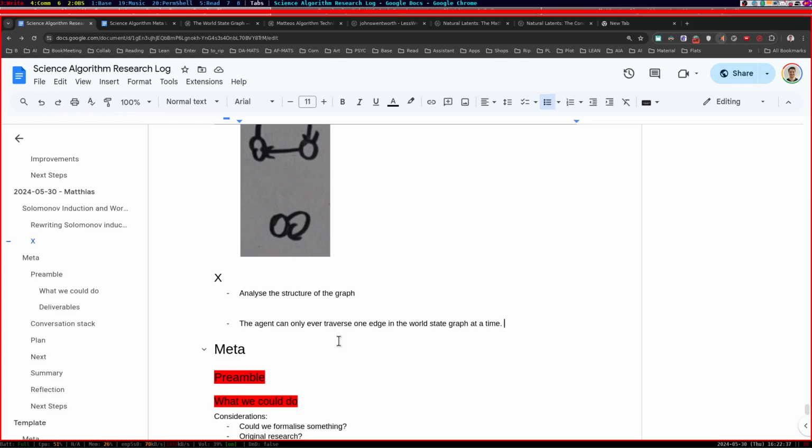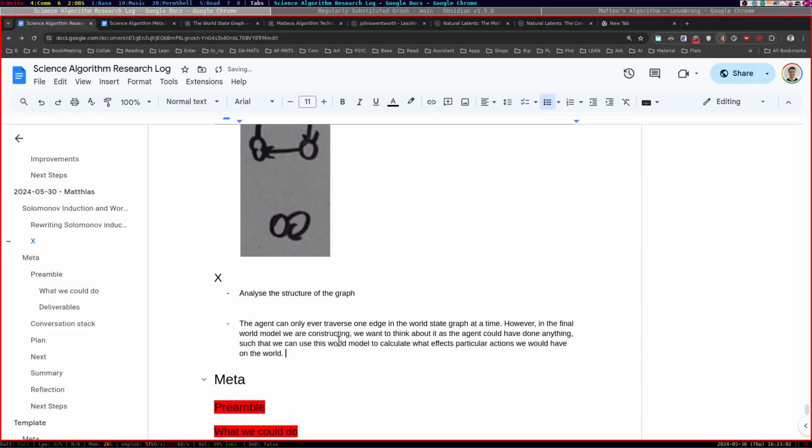However, in the final world model we are constructing, we want to think about it as the agent could have done anything, such that we can use this world model to calculate what effects particular actions we would do would have on the world.